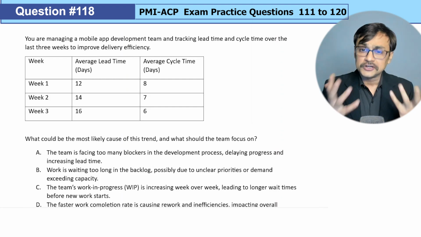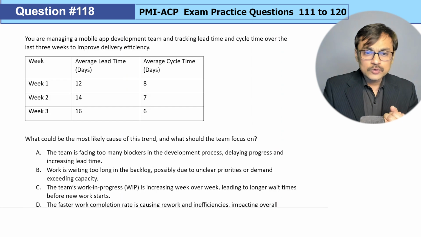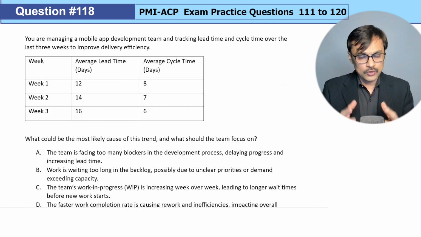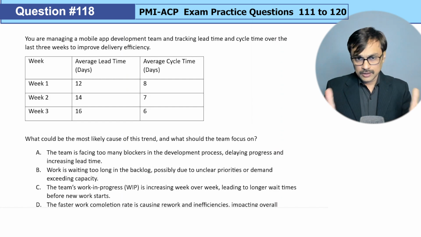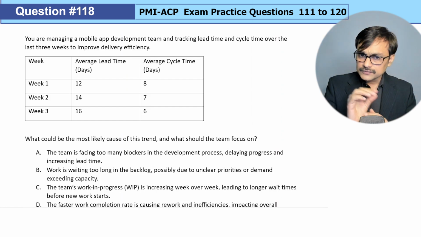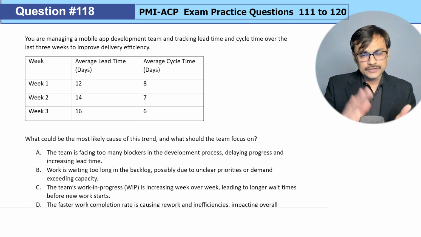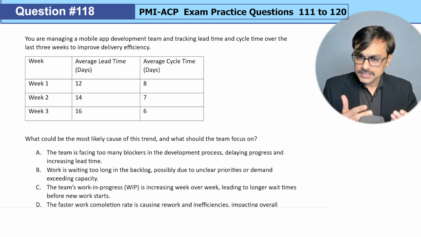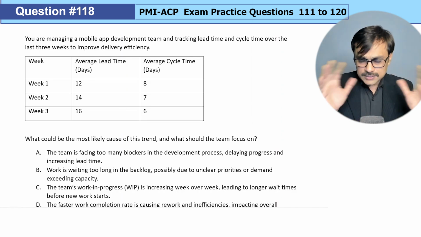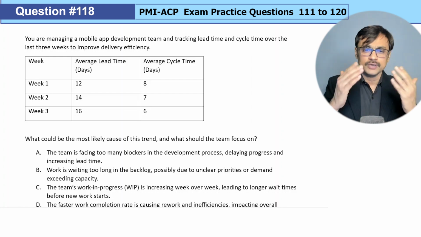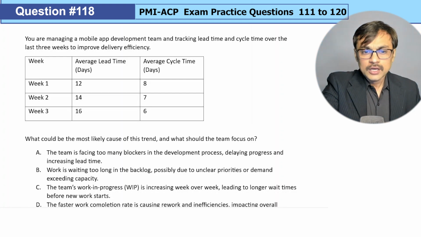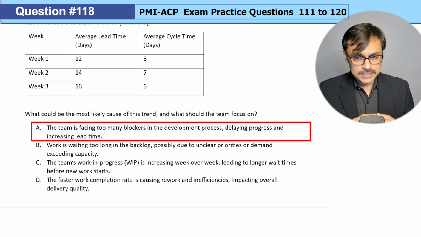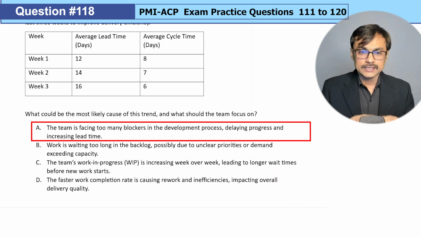Now, what could be the interpretation of it? What could be the most likely cause of this trend, and what should the team focus on? That is the area of focus. Whenever the word team comes in, you can include everyone: project manager, scrum master, product owner. You don't have to include only developers there. The word team is generic. So where should the whole team focus, assuming we are doing a retrospective on it? Option A, the team is facing too many blockers in the development process, delaying progress and increasing lead time.